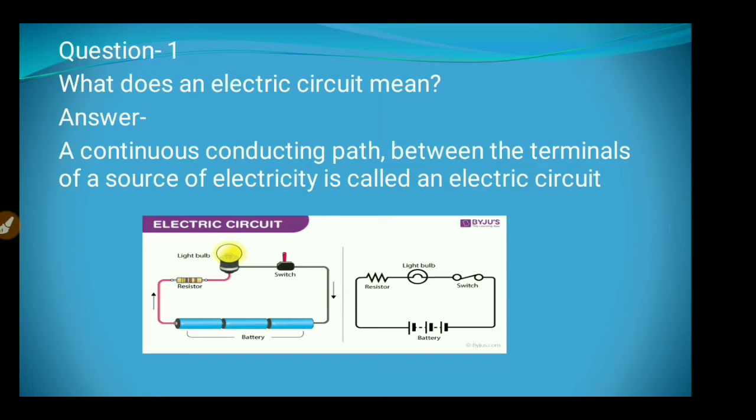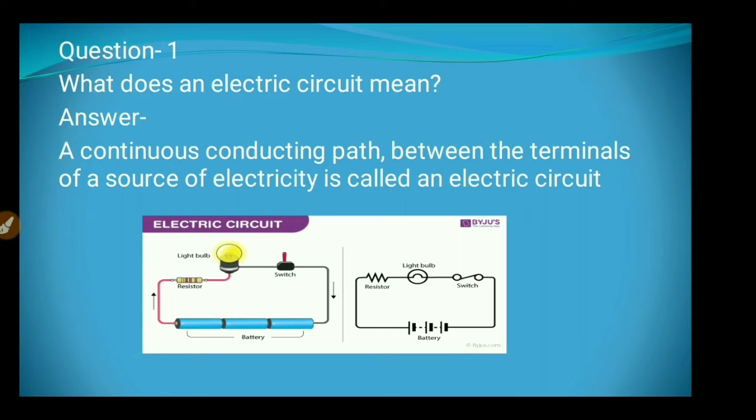So in the figure you can see a basic circuit which is formed by an electric bulb, a switch, a resistor and a battery source. A continuous conducting path between the terminals of a source of electricity is called an electric circuit. Here the battery is an energy source which provides the continuous path starting from the positive terminal of the battery to the negative terminal. So this is the example of the basic circuit.